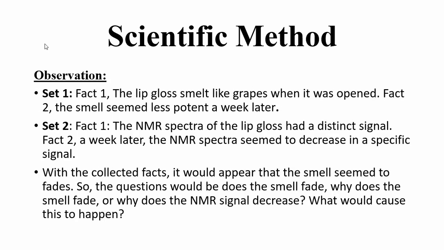The facts that were collected with empirical evidence include the following. Set 1, Fact 1. The lip gloss smelled like grapes when it was opened. Fact 2. The smell appeared to be less potent a week later. Set 2, Fact 1. The NMR spectra of lip gloss had a distinct signal. Fact 2. A week later, the NMR spectra had a slight decrease in a specific signal. With the collected facts, the empirical data shows that the smell may have faded.